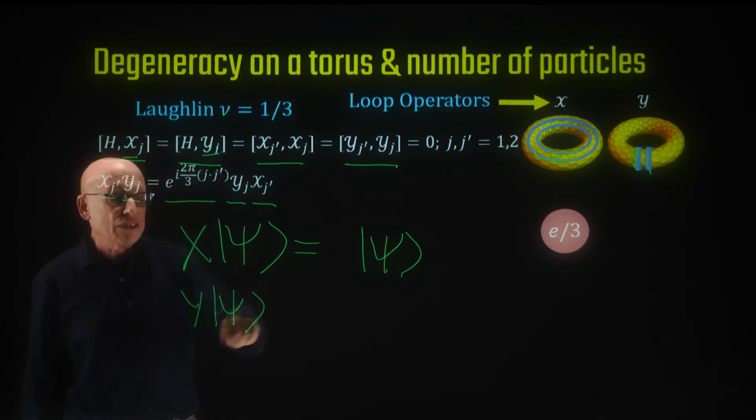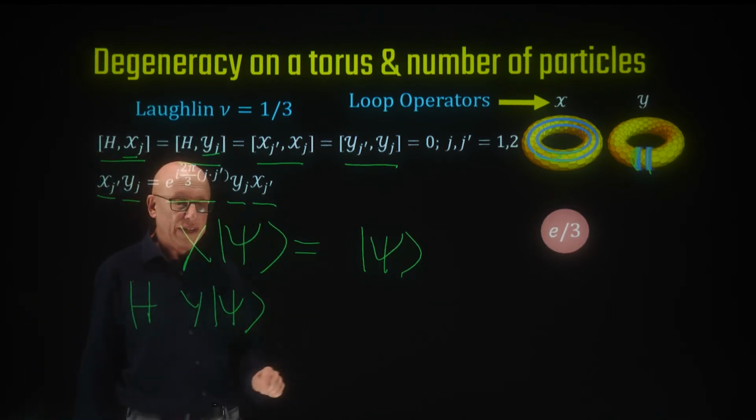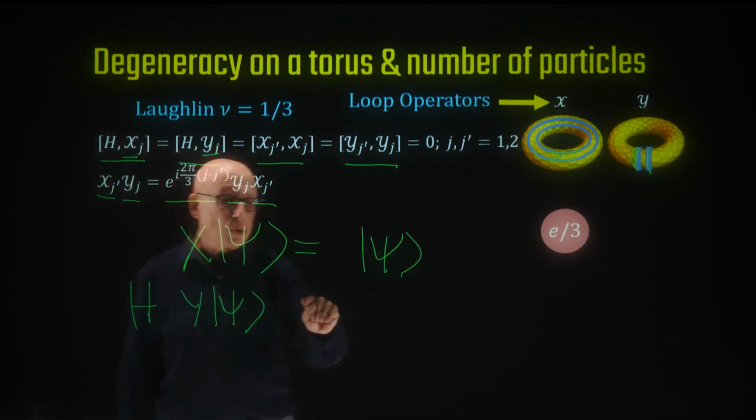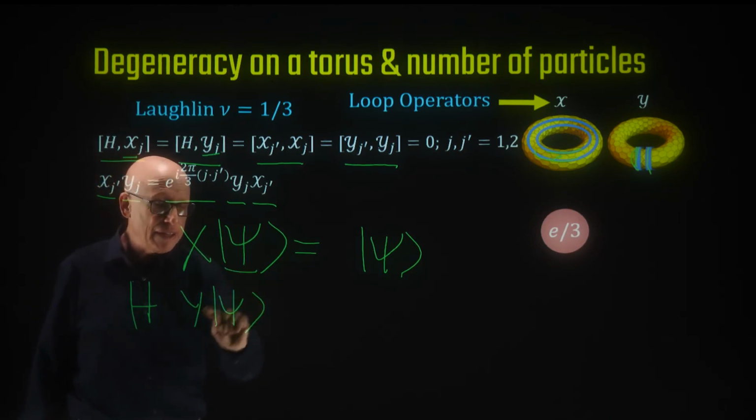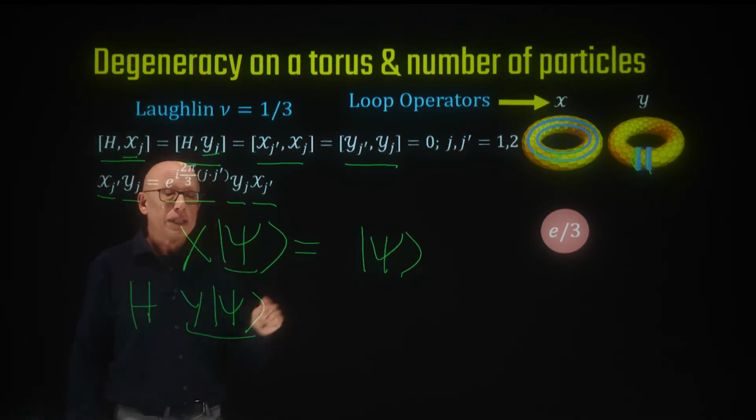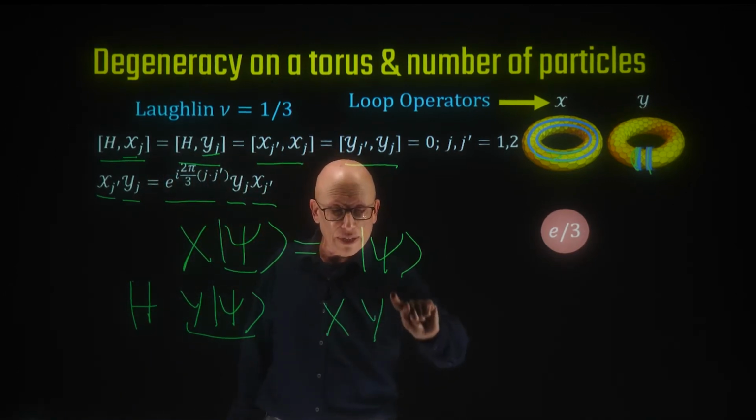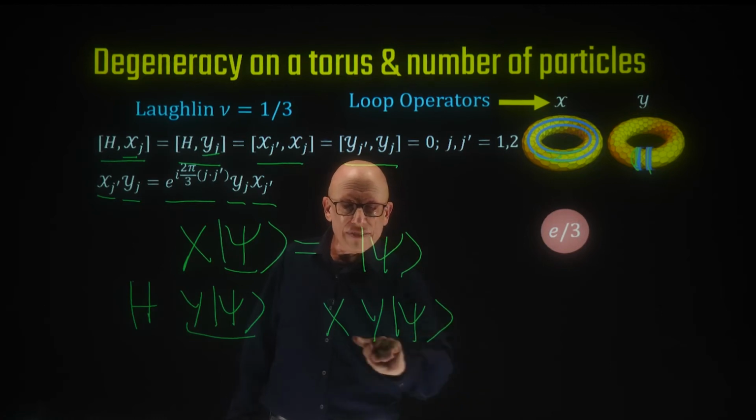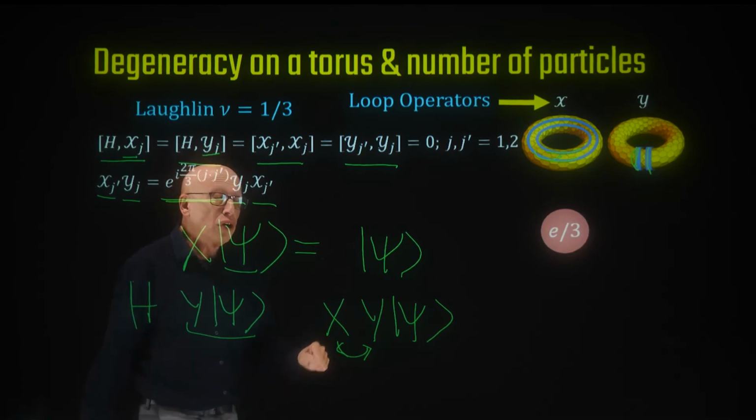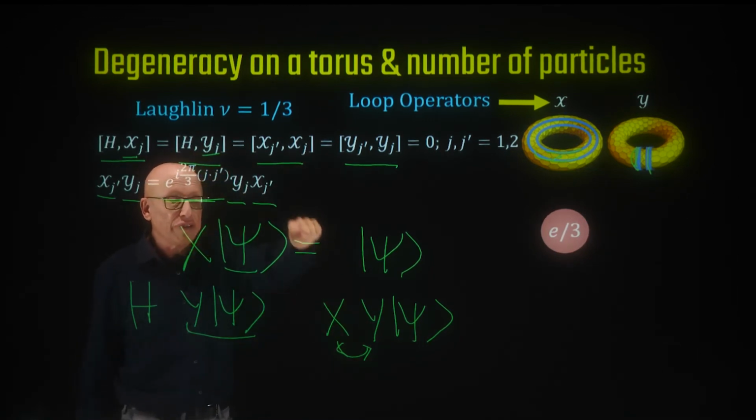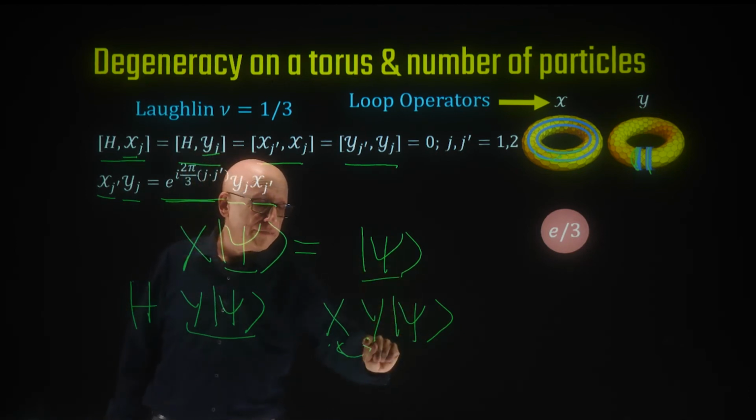This is an eigenstate of the Hamiltonian as well, because if I operate H on y times psi, H and y commute, so I'm going to get the same energy that psi got. This and this are both eigenstates of the Hamiltonian. But now if I operate x on y times psi, since commuting these two involves a phase factor, I'm going to get a different eigenvalue of x for y times psi as compared to the one I got for psi.